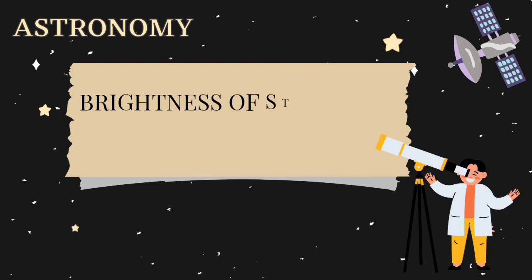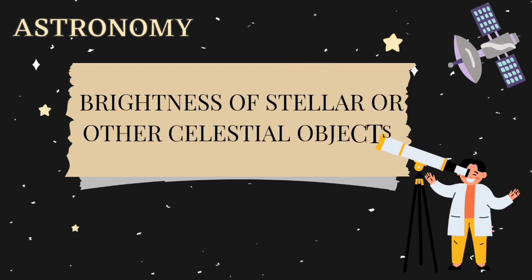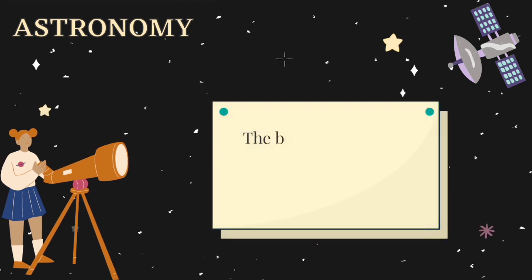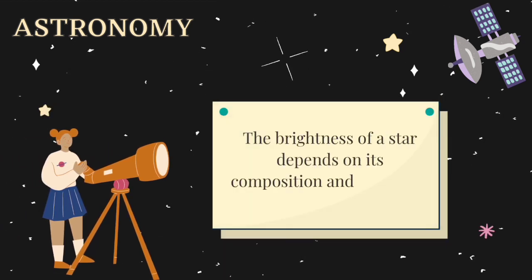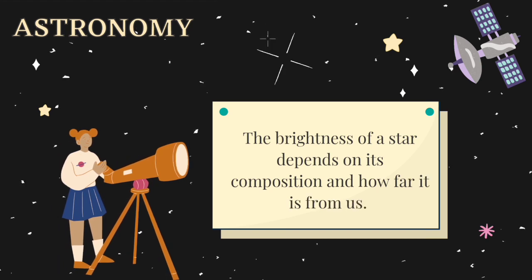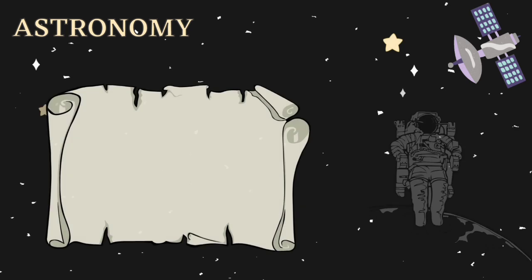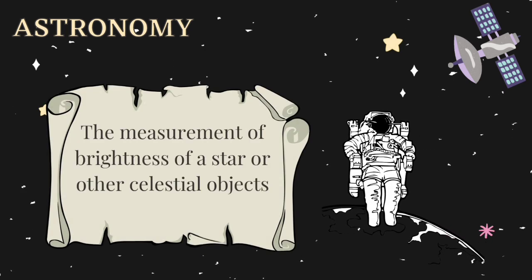Moving forward, let's deal with the brightness of stellar or celestial objects. The night sky above Earth shows that some stars are much brighter than others. However, the brightness of a star depends on its composition and how far it is from the planet. In astronomy, the measurement of the brightness of a star or other celestial object is called magnitude.